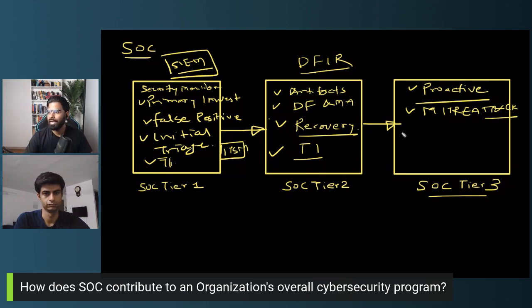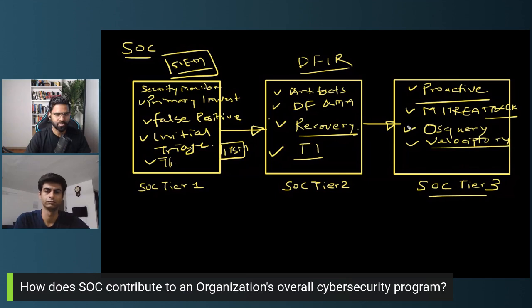Okay. They make use of a lot of tools. One of the popular open source tools is osquery, okay, or Velociraptor. Both of these tools are also used by the DFIR team or the SOC tier two team as well. But threat hunting is a very, very advanced activity. So multiple tools are already available.